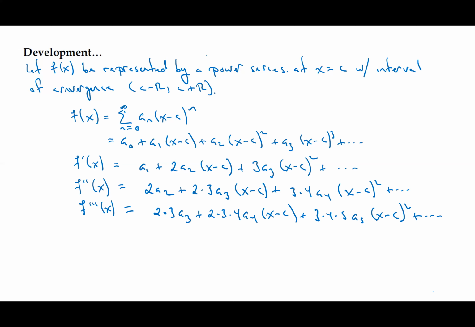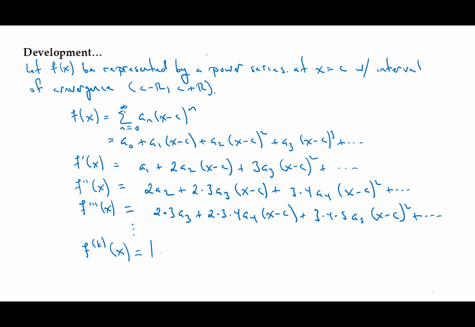And so what we can notice here is that the kth derivative is k factorial a_k plus 2 times 3 all the way up to k plus 1, a_(k+1), (x minus c), and so on.